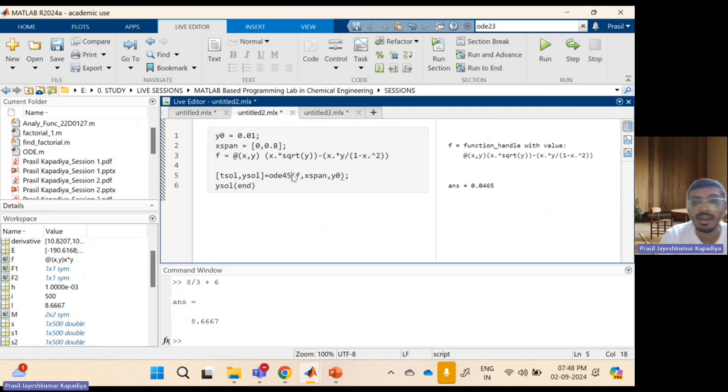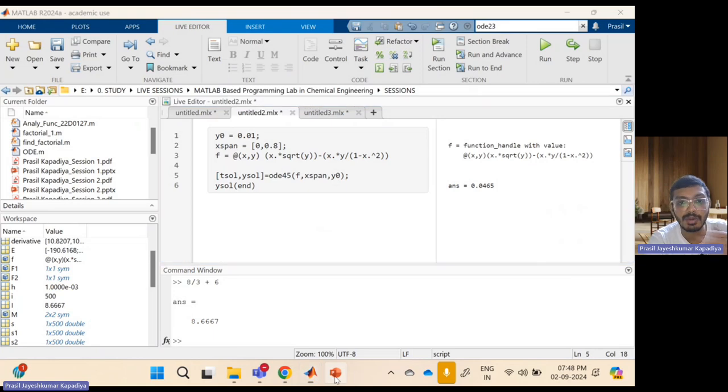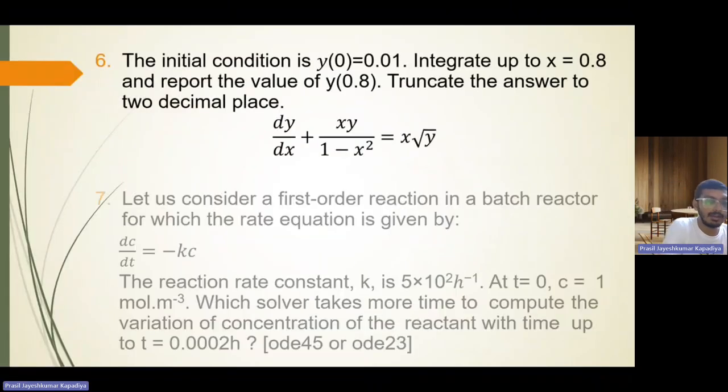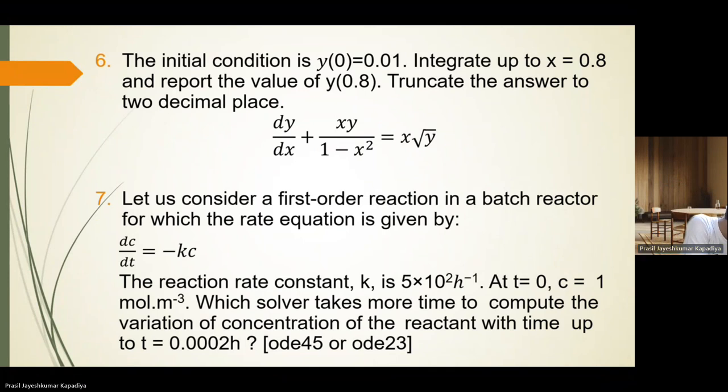Let's see what we are getting. Our answer that we are seeing right now is 0.0465. It's not changing with ODE45 too. Now let's move ahead with the next problem. So this is how we can solve our equation using MATLAB inbuilt ODE functions. Correct. Now let's move ahead.